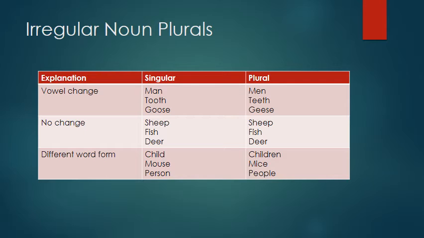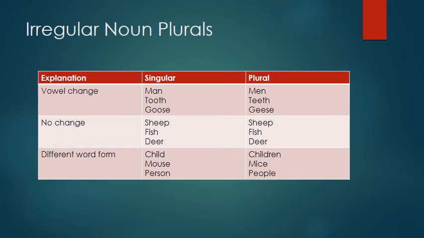The question is asking you what are the three different types of irregular noun plurals, and what those are is one is a vowel change, one is no change, and one is where you have a different word form altogether. So if we take a look at these, some of these are very common. So we say man. The plural is men. You can see that the vowel was changed. Here it's an A and here it's an E. Same thing here, tooth to teeth. We have OO and here we have EE. Goose to geese. We have OO and then EE.